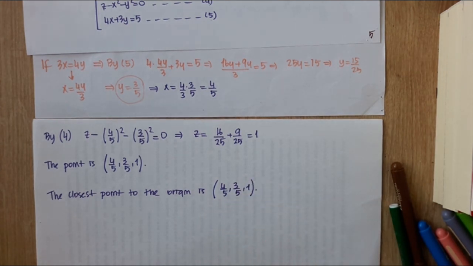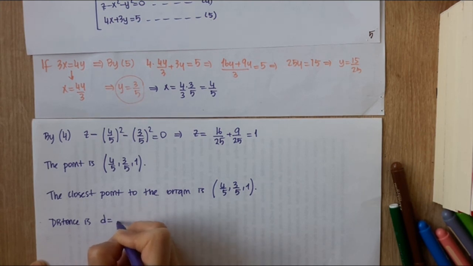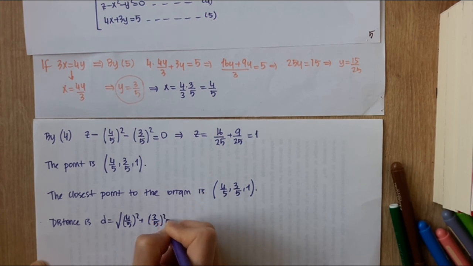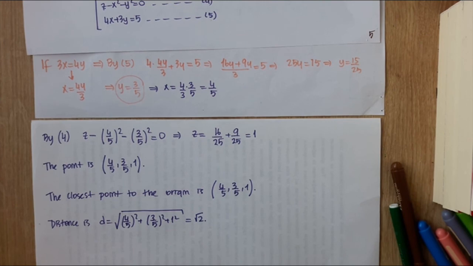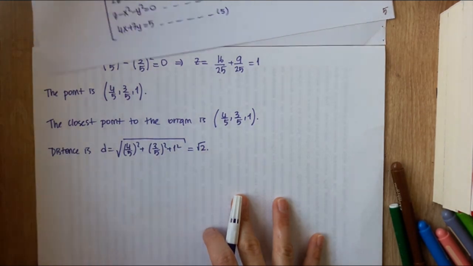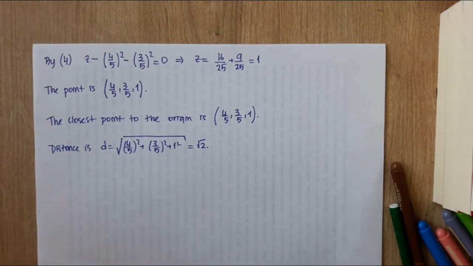If you want to calculate the distance, you can calculate it. The distance is the square root of 4 over 5 squared plus 3 over 5 squared plus 1 squared. So I have square root of 2. So this is the shortest distance to the origin from a point on the intersection curve of the paraboloid and the given plane.